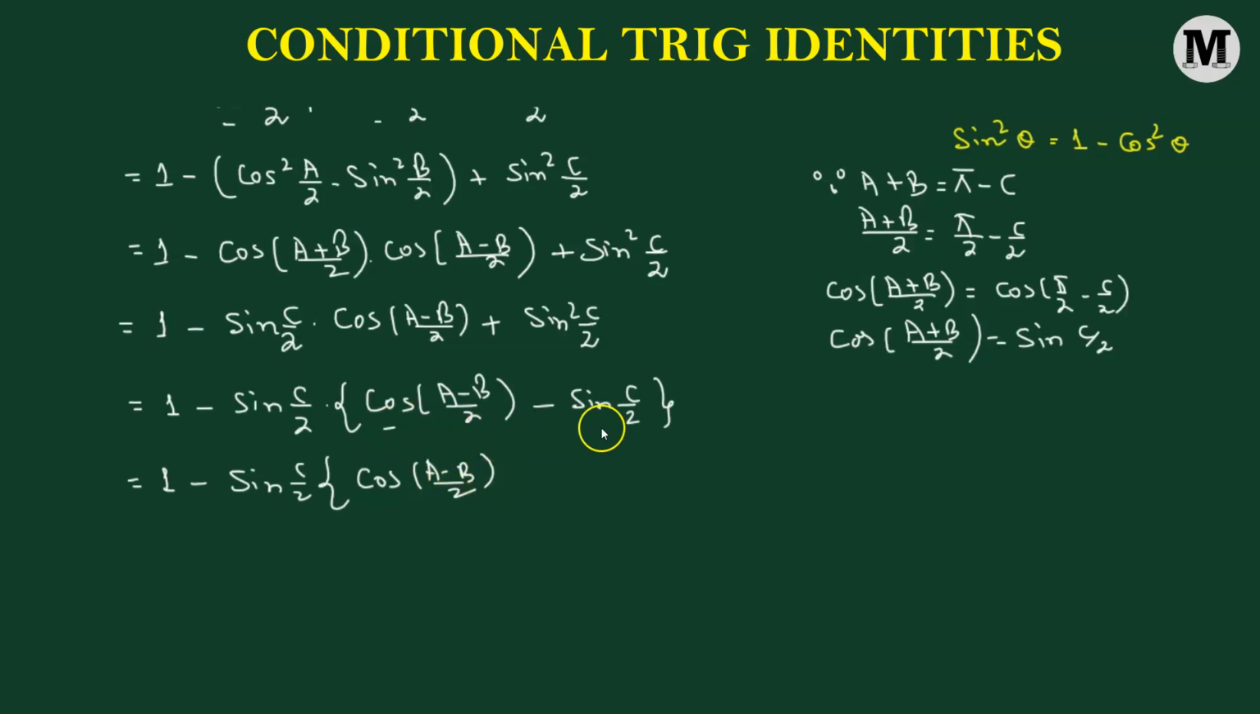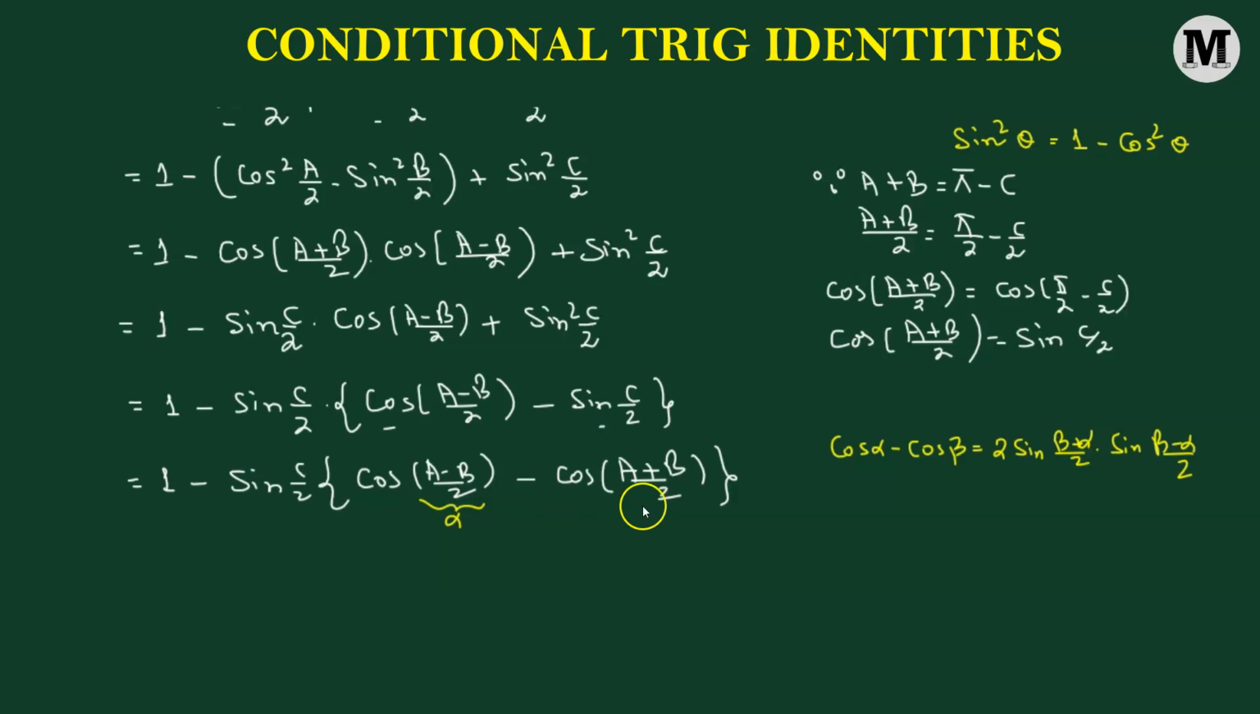Now as we can see here, we have a cosine function and a sine function. In order to combine these, we need both of them to be cosine or both to be sine. We can easily convert sine c over 2 to cosine of a plus b over 2. We've already done that. So in place of sine c over 2, we replace it with cosine of a plus b over 2. In doing so, we get the difference of two cosine functions. The difference of two cosine functions means if we have cosine alpha minus cosine beta, this is going to be 2 times sine of beta plus alpha over 2 times sine of beta minus alpha over 2. Here we will consider a minus b over 2 to be alpha and a plus b over 2 to be beta.